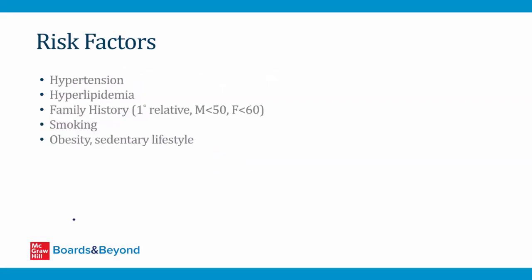Besides the things shown on the last slide, some other important risk factors for coronary disease are shown here. Two big ones are hypertension and hyperlipidemia. These are called silent killers because they're asymptomatic, but if we identify them and treat them, we can prevent coronary disease. Family history is an important risk factor. In terms of coronary disease, family history means a first-degree relative who was a male who developed coronary disease before age 50 or a female before age 60. Smoking is also a major risk factor, and then so is obesity and a sedentary lifestyle, meaning lack of exercise.